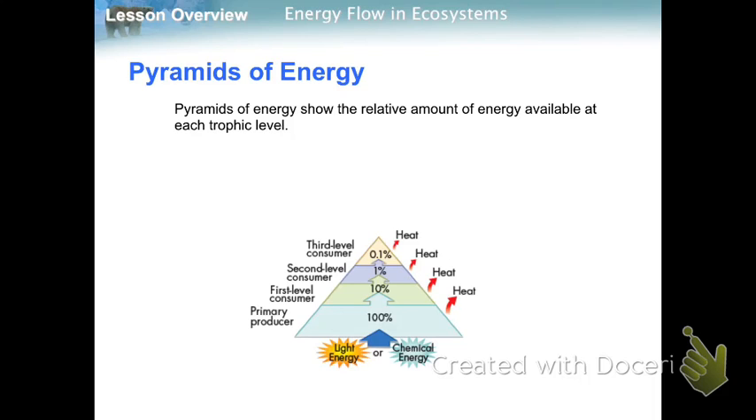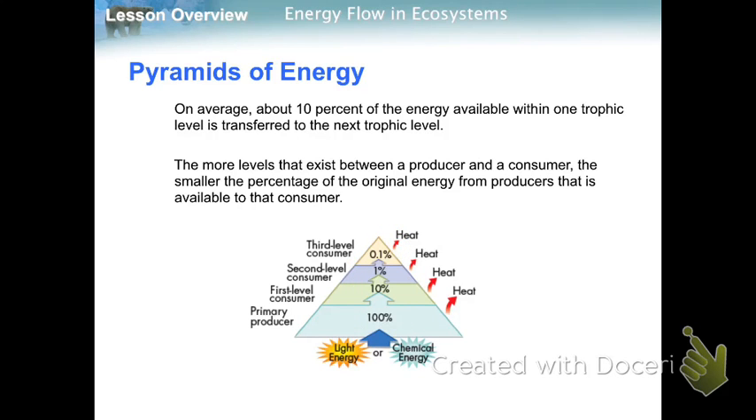And like I highlighted before, you see the relative amount of energy at each level. There we go. Relative amount of energy here that's available at each level. Move the decimal point one place to the left each time. So like I said, about 10% of the energy available is transferred to the next trophic level. The more levels that exist between a producer and consumer, the smaller the percentage of the original energy from producers is available to that consumer.